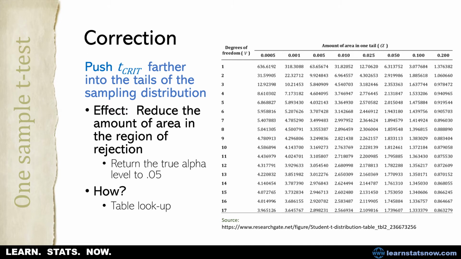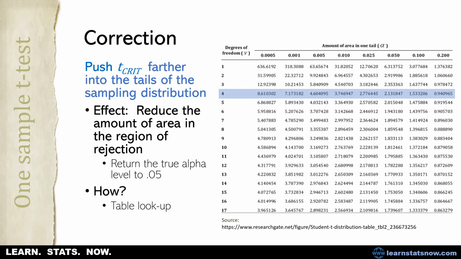I got this one off of researchgate.net, and the source is below the table if you want to use that. But every stats book is going to have this kind of table. Basically, you index the degrees of freedom in your analysis against the amount of area, or the alpha level, that would be in one tail of the distribution. We know from our example we had 5 observations, so we have 4 degrees of freedom.